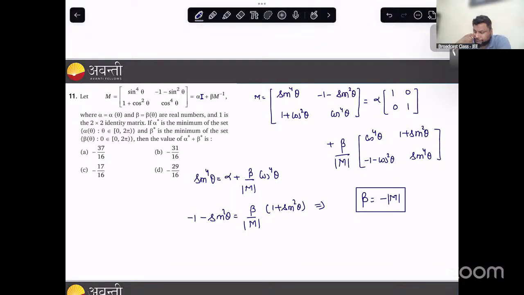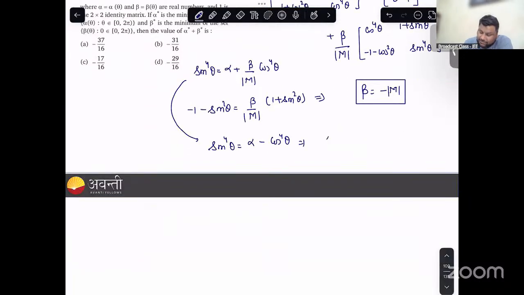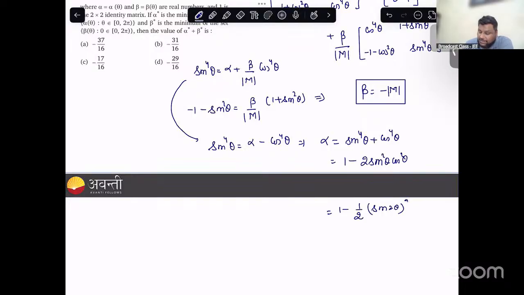Correct? Now if beta is minus determinant of M, put it here. So sin to the power 4 theta is alpha minus cos to the power 4 theta. So this implies alpha is what? Sin to the power 4 theta plus cos to the power 4 theta, which I can write as 1 minus 2 sin square theta cos square theta, which is 1 minus 1 by 2 into sin 2 theta whole square.